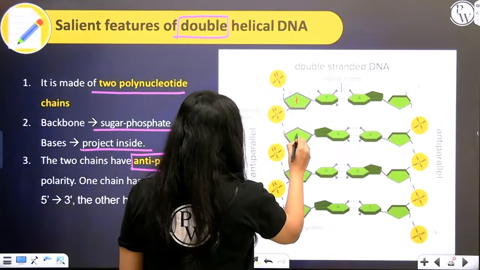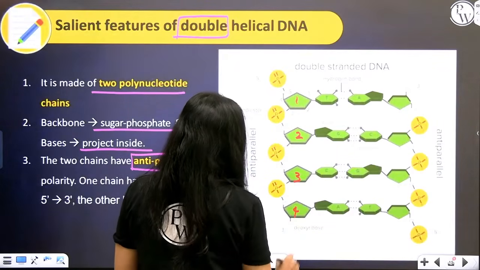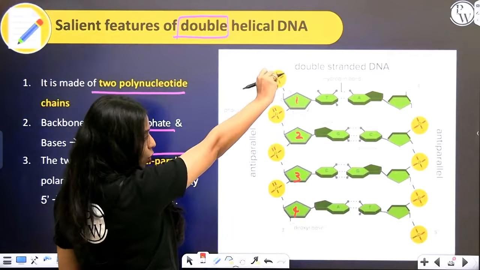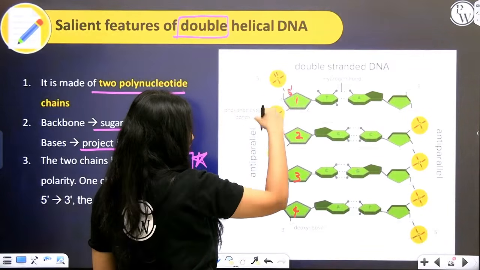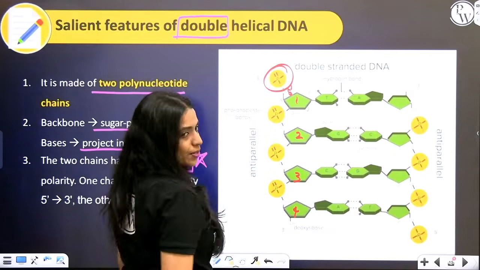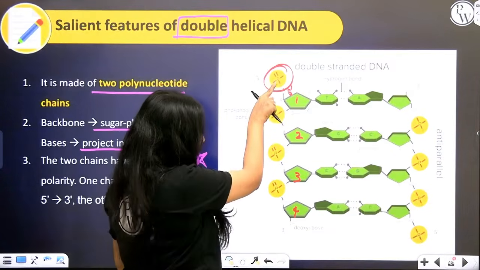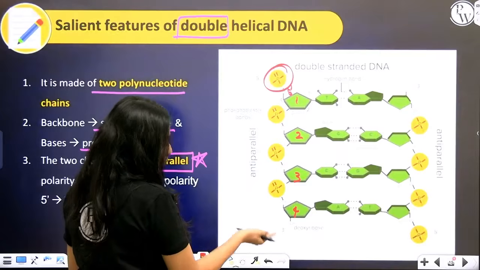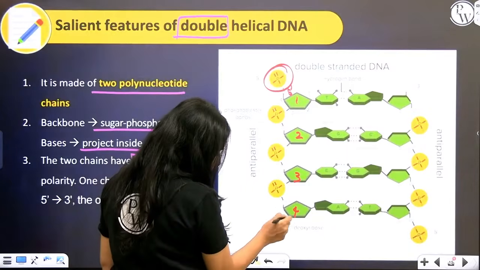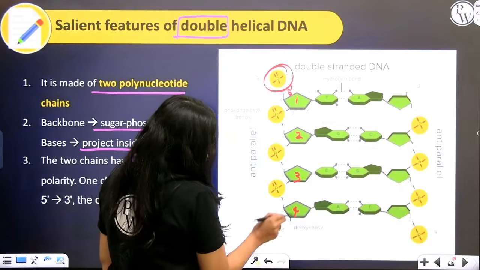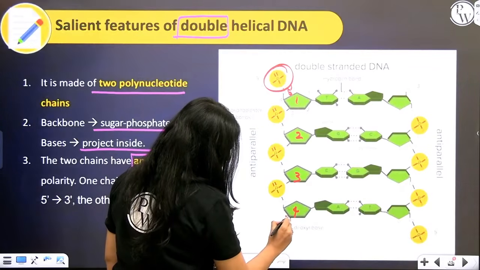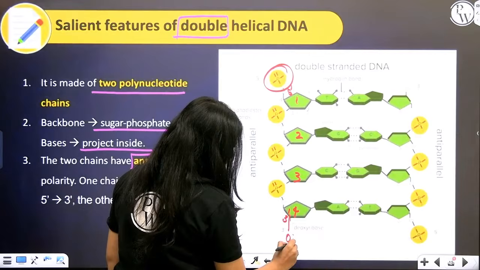We have 1, 2, 3, 4. At the end of the first nucleotide, to the 5 prime carbon of this sugar, a phosphate group is attached. On the other end of the same polynucleotide chain, you can see at the free end, this is the free end of this nucleotide. At the free end, you can see at the 3 prime carbon, there is a hydroxyl group.